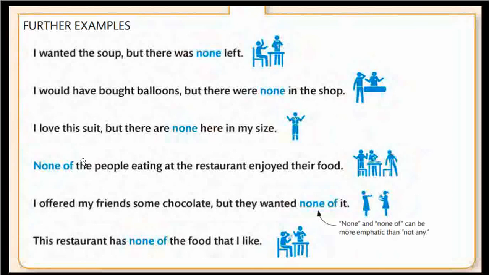None of, then we have the determiner. None of the people eating at the restaurant enjoyed their food. I offered my friends some chocolate, but they wanted none of it. None of followed by a determiner. None and none of can be more emphatic. Emphatic means to be specific or to make it clearer than not any. This restaurant has none of the food that I like. None of is followed by the determiner, that is the article over here.